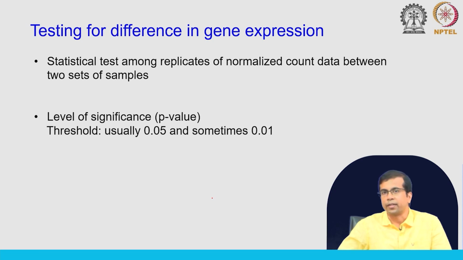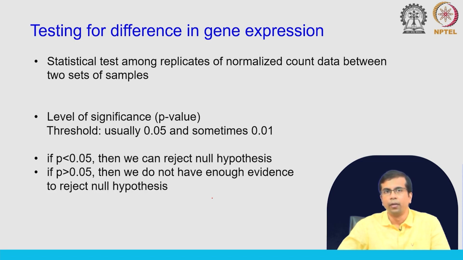Okay. So, when you do the statistical test, I will come to what kind of statistical test we can do a bit later, and from the statistical test we get a level of significance or something like a p value that will tell whether the results are significant, and we have a threshold. This is usually 0.05 and sometimes 0.01. You can be more stringent, you can also set it to be 0.001 or so. Now, the usual threshold is 0.05. So, if p is less than 0.05, then we can reject the null hypothesis. If p is greater than 0.05, then we do not have enough evidence to reject the null hypothesis, right.